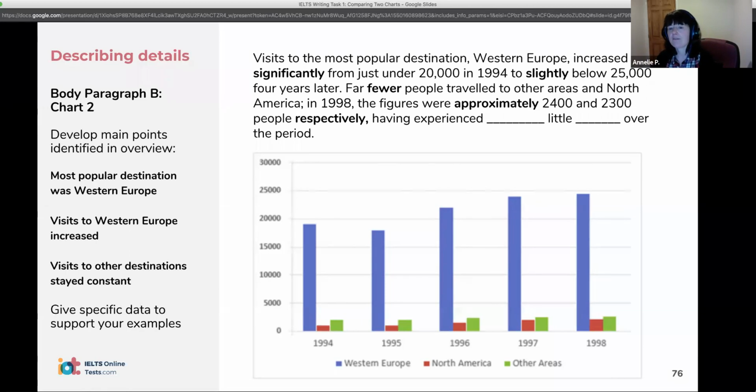Okay. Having experienced, any ideas in those two? Oh, got relatively little growth. Okay, so after experienced, you're always going to use a noun. Okay, experienced little growth over the period. Okay, so more detail, more information, not all of the figures, but you definitely need some specific figures there. Okay.